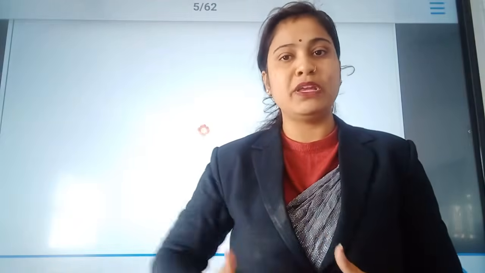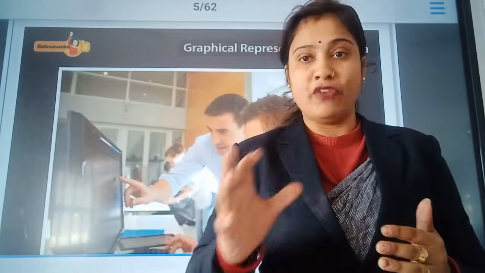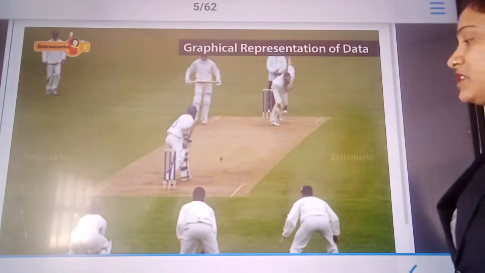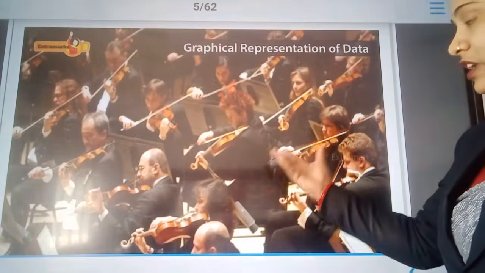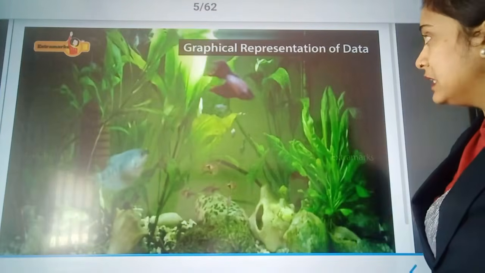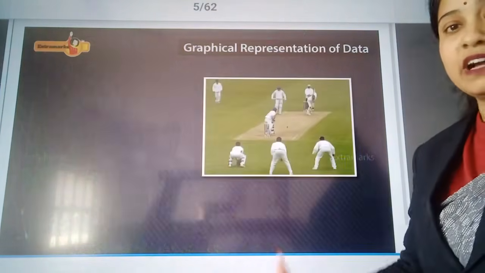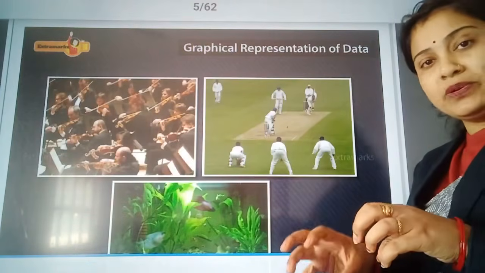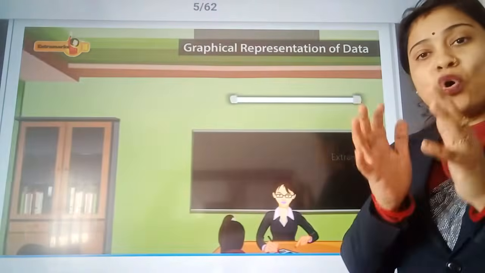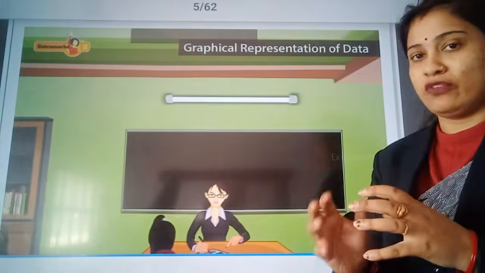If I ask you what a bar graph is, I already told you the meaning: whenever data is to be represented graphically or visually, we consider it in the form of a bar graph. Here are some examples of how to represent data graphically: the number of cricketers playing, the number of musicians playing, and the number of butterflies in a garden. The record of all these numbers gives you the numerical form of data.